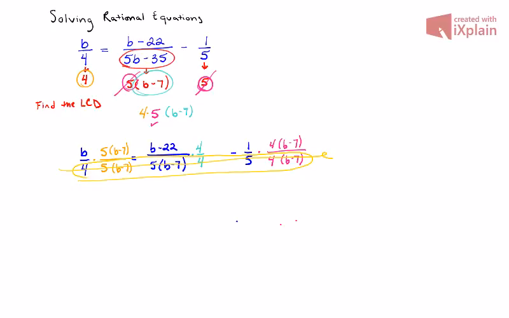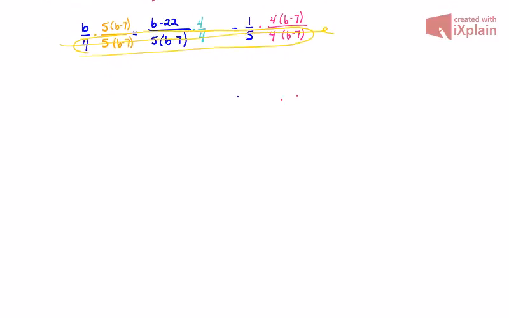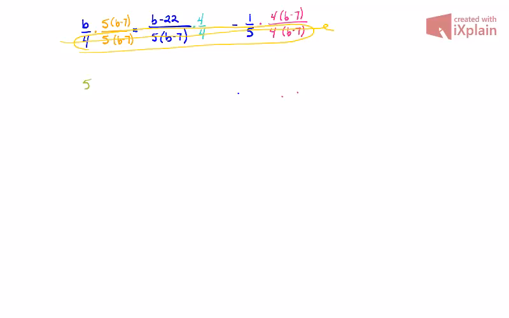Now that you have that common denominator, you use it in order to construct the necessary numerator in order to solve your problem. So I'm going to move this up first off, and I'm going to rewrite what I see up in the numerator. So I have b times 5 times quantity b minus 7 is equal to b minus 22, and that whole binomial is being multiplied by 4. So that's why I'm going to put parentheses around it to remind myself that I'm going to need to do a distribution. Minus 1 times 4 times b minus 7.